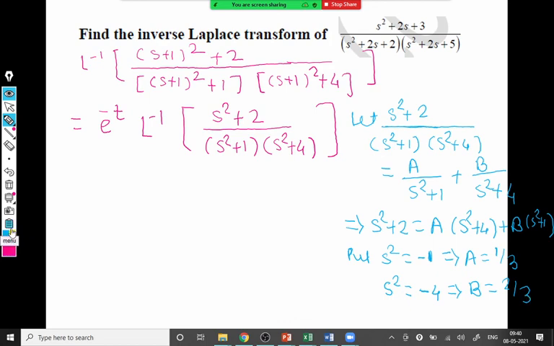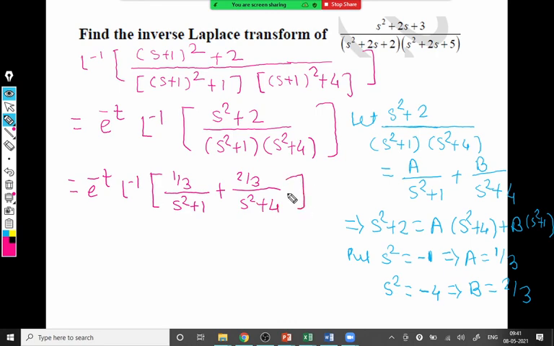So this numerical will become e^(-t) L inverse of the value of A, 1 by 3, upon (s² + 1), plus B upon (s² + 4), so plus 2 by 3. That's the partial fraction. Out of that, let me take the 1 by 3 as a constant outside. So e^(-t) upon 3 is outside.